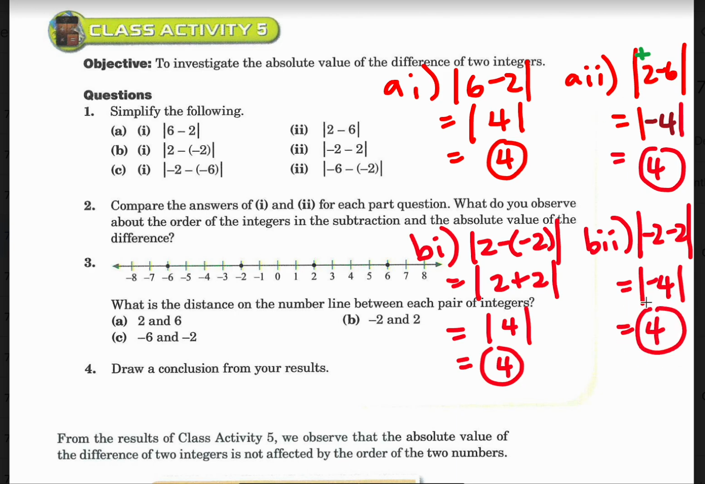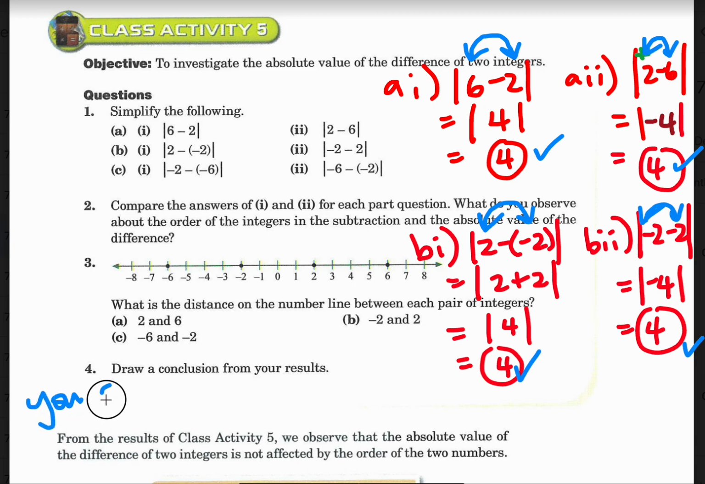Okay, I kind of zoomed through that so that you could see that even if we reverse those numbers, because that's all they did, instead of 6 minus 2, they changed it to 2 minus 6. Did they get the same answer at the end? Yeah, they did. They both got 4. Same over here. Instead of 2 minus negative 2, they put negative 2 minus 2. When they reverse that inside the absolute value, they still get the same answer. So that's all they're saying, okay? You can switch the numbers inside and you will still get the same answer if they are inside absolute value brackets, okay? So I'm going to write that down in my notes, and you should too.